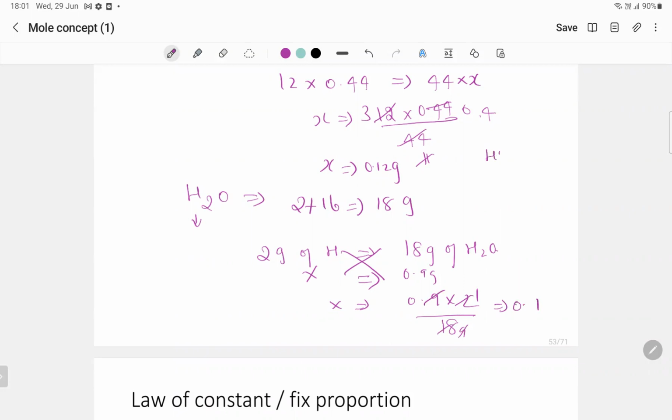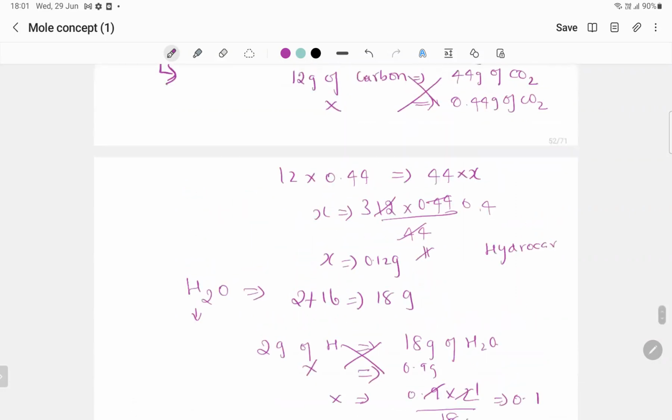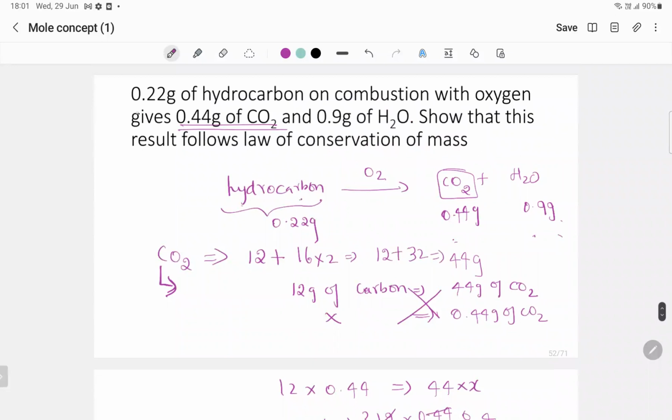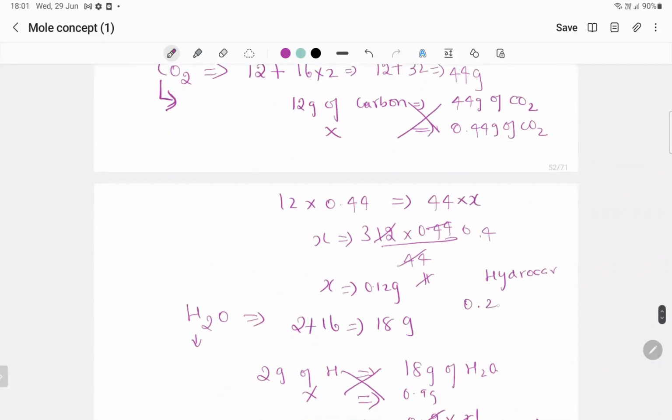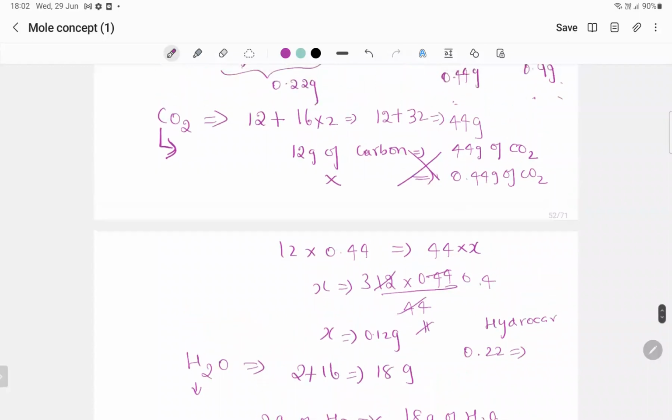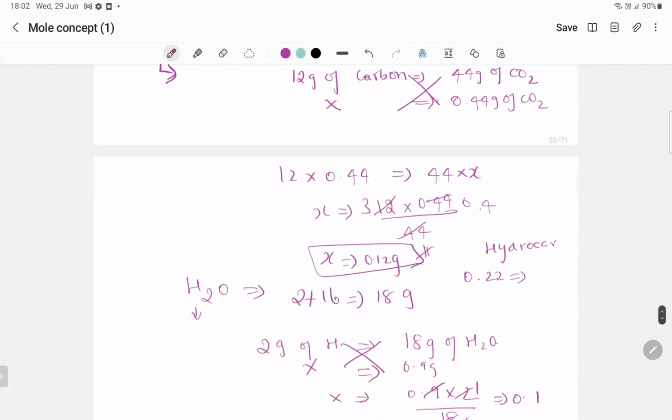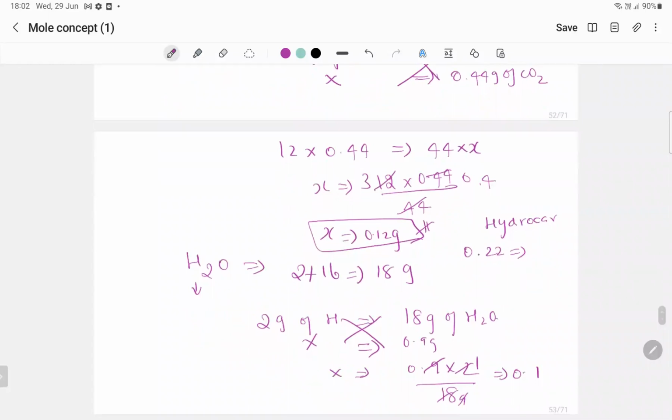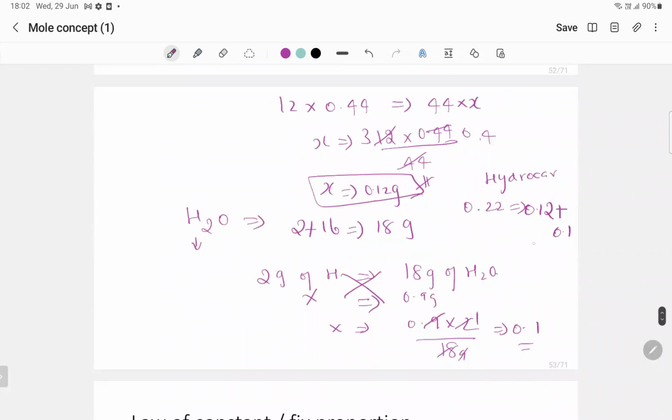Now coming to the actual question. In the actual question, how much hydrocarbon was there? 0.22. Hydrocarbon is 0.22. What did we get for carbon? For carbon, what is the answer we got? 0.12. Correct? So here we got 0.12, plus here for our hydrogen 0.1. Clear? So add these two: 0.22. So now the total mass present in the reactants is equal to the total mass of the products. Everyone got the same.